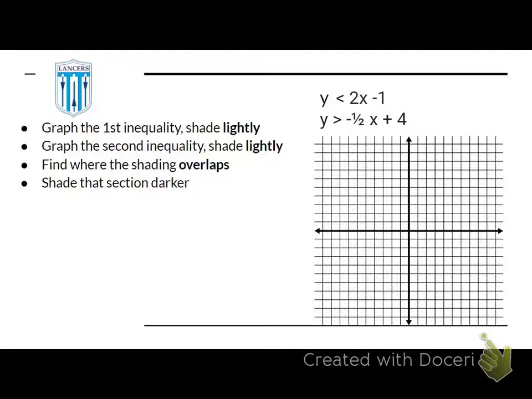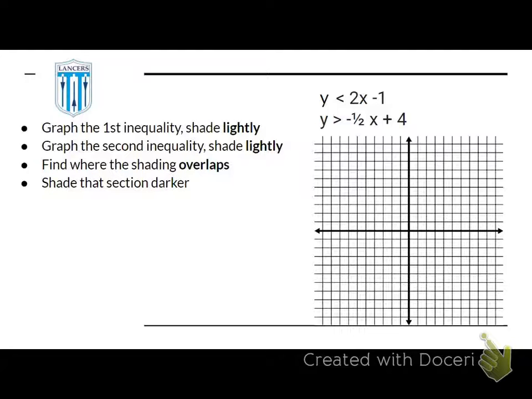The first thing we're going to do is graph the first inequality, making sure that we shade lightly. I'll explain why that's important when we go through it. Then we'll graph the second inequality on the same plane, again, shading lightly. The next thing to do is find where the shading overlaps. So where did we shade for both inequalities? And we want to shade that section only darker. The dark section that we shade at the end is considered the answer, or the feasible region, or the set of all points that work for both inequalities.